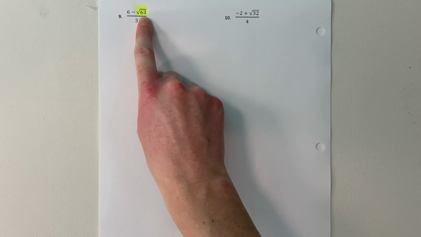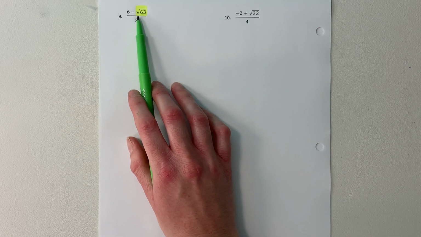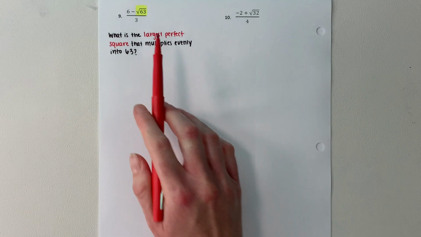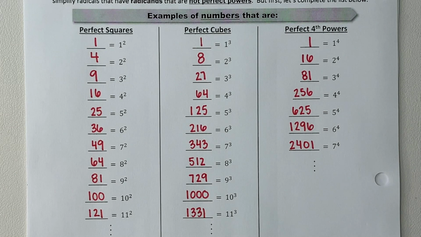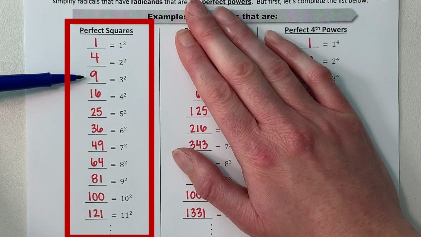Let's use the strategies that we just learned to simplify the square root of 63. Since there's no index here, we know that the implied index is 2. And so the first question we need to ask ourselves is, is 63 a perfect square? It is not. So since 63 is not a perfect square, we need to ask ourselves, what is the largest perfect square that multiplies evenly into 63? Let's look back at our list on page 2, and we're going to focus on the perfect squares. 9 is the largest perfect square that multiplies evenly into 63.